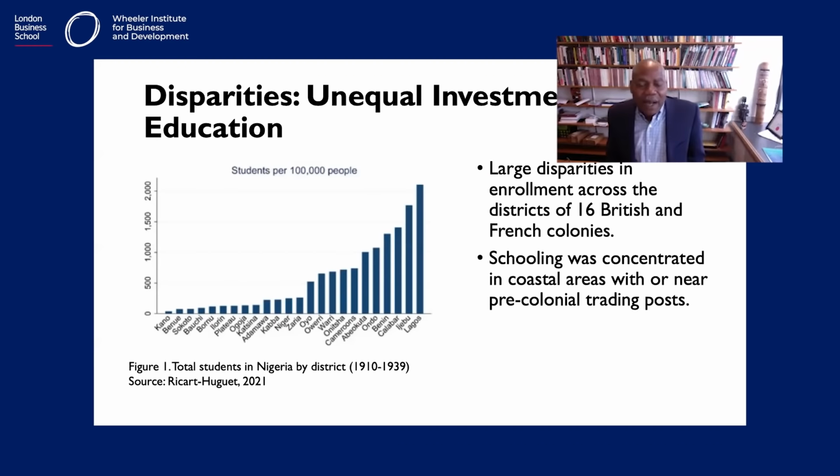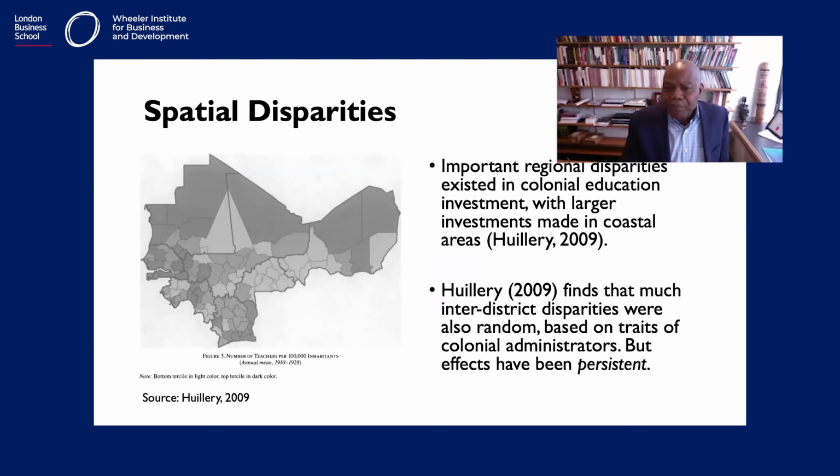So then I'll come to regional disparities. There were large disparities across regions. Schooling was concentrated in coastal areas or near the pre-colonial trading posts.